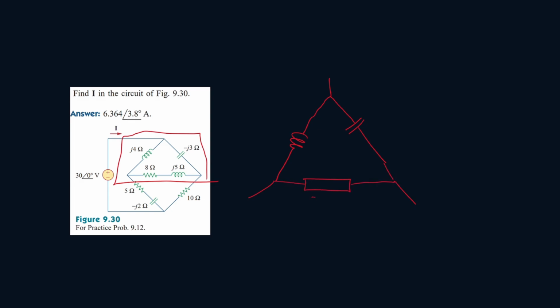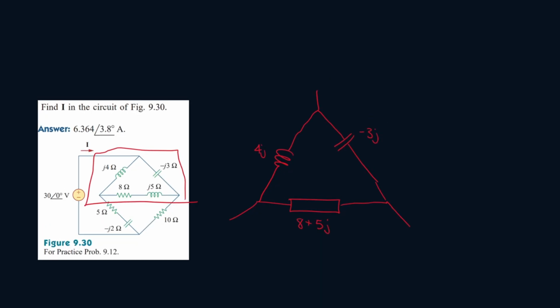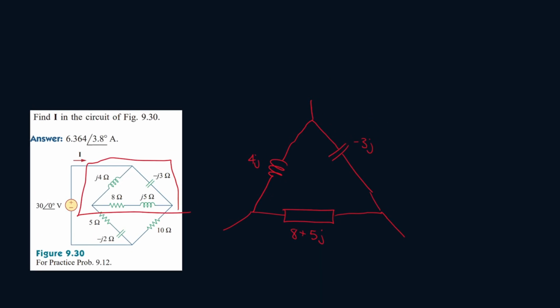So it'll be 8 plus 5j. This is 4j, and this is minus 3j. Notice how it's in a triangle. I want it to look like a Y, something like this. This is the triangle to Y transformation. So this one, let's call it Z1, this one Z2, and this one Z3.